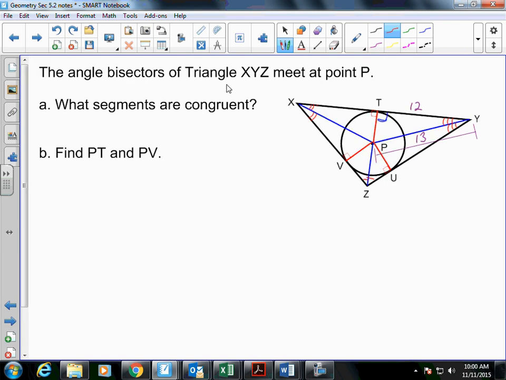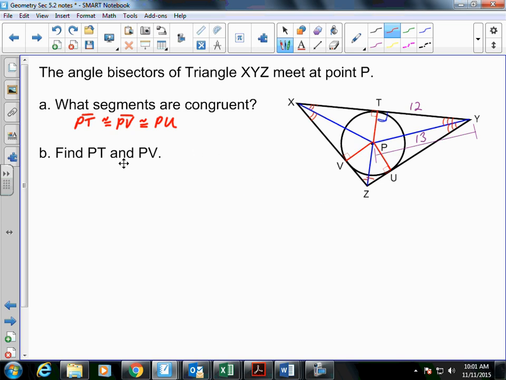So the angle bisectors of triangle XYZ meet at point P. What segments are congruent? And find the length of PT and the length of PV. So the angle bisectors are blue, splitting each angle perfectly in half and meeting at point P. So that makes P the incenter, and the incenter is equidistant from the sides. So these lines going to each side would be the same length or congruent. So PT would be congruent to PV, would be congruent to PU.